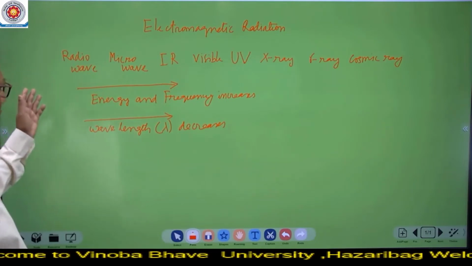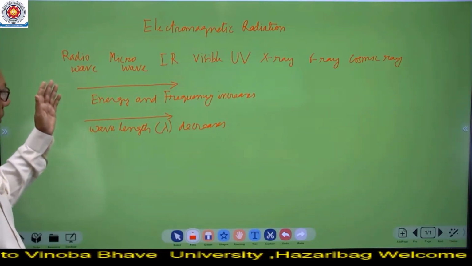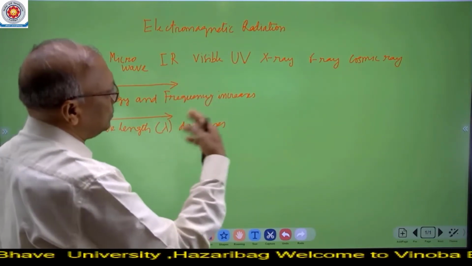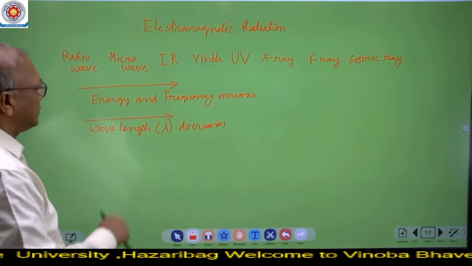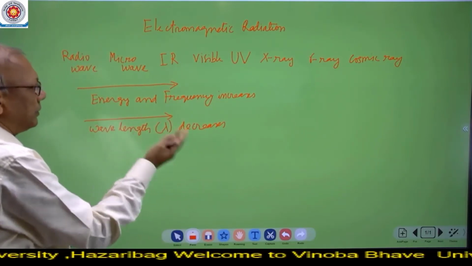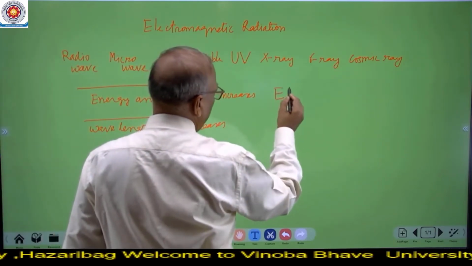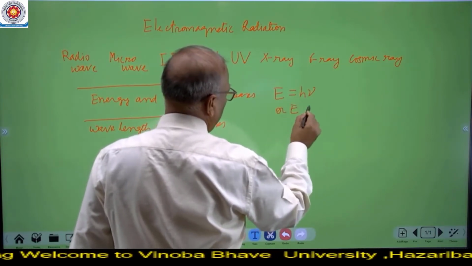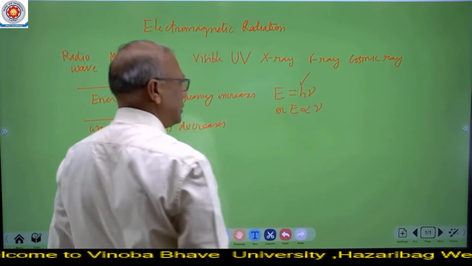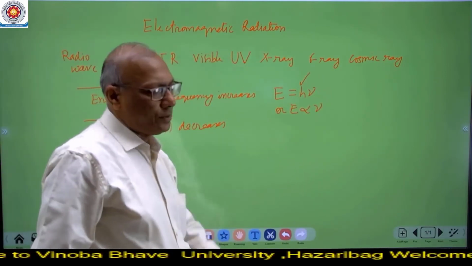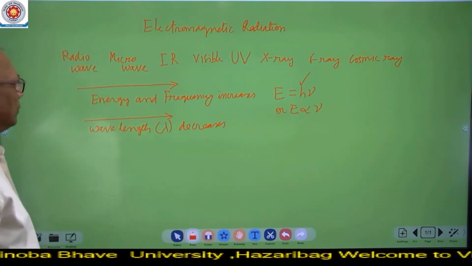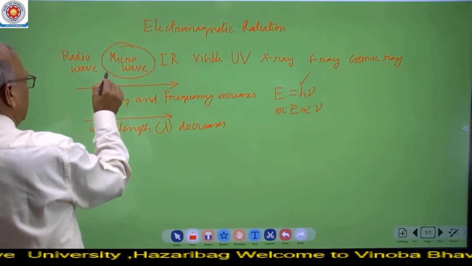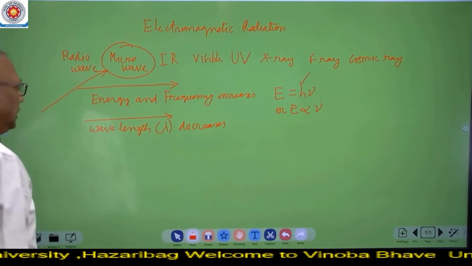So on the left hand side, the waves are of higher wavelengths, and as soon as we move from left hand side to right hand side, the wavelength decreases, but energy increases and frequency also increases, because from the formula we know that E is equal to h nu, or E is proportional to nu, where h is the Planck constant. So when energy increases, frequency also increases. So here this rotational spectroscopy is from the microwave region.